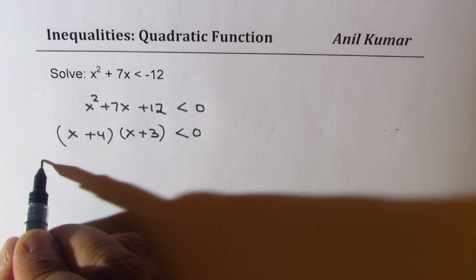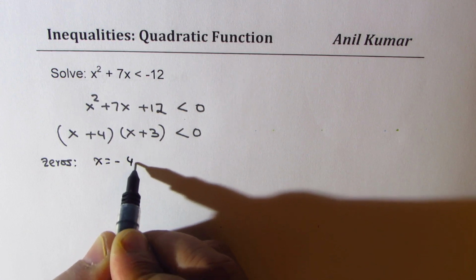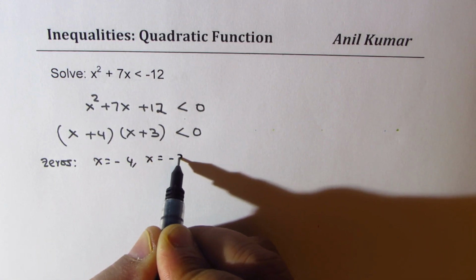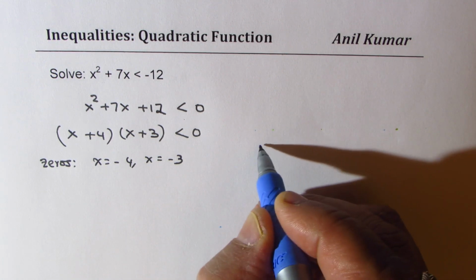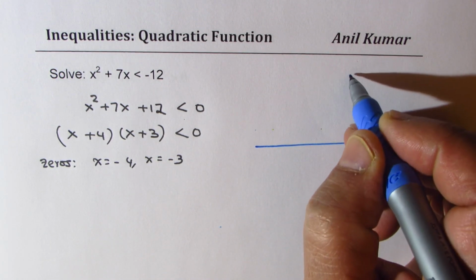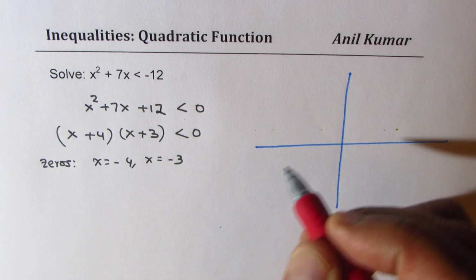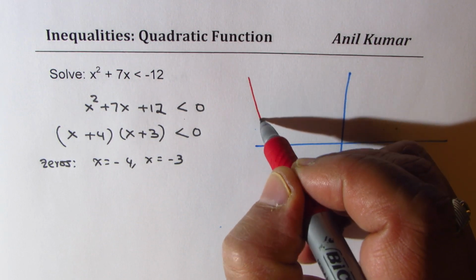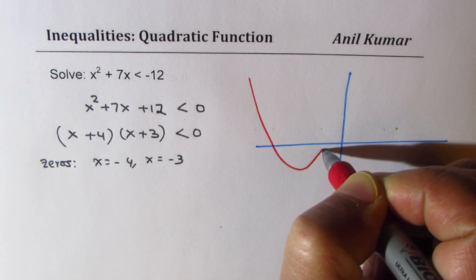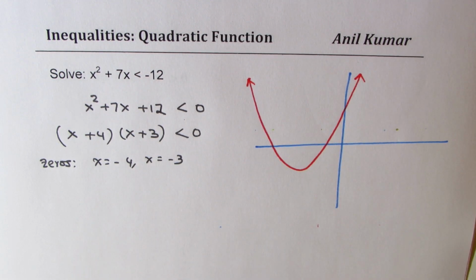That gives you two zeros, right? So we have zeros at x equals minus 4 and x equals minus 3. It opens up, right? So let us sketch this graph here and write down our solution. The two x-intercepts are on the left side of the y-axis as shown here. And these are the points.